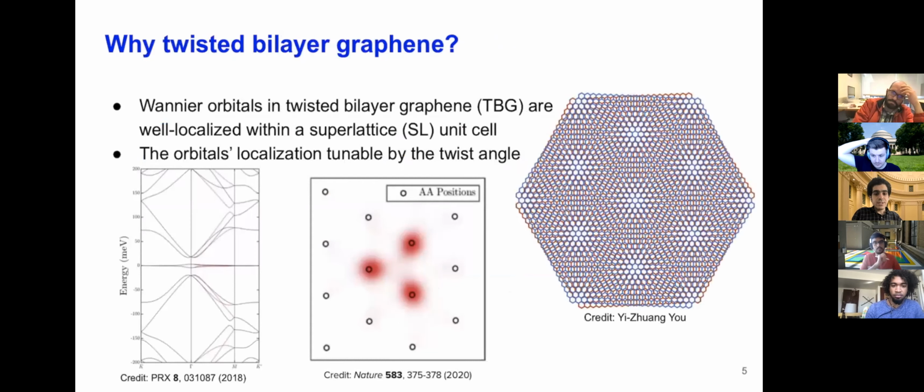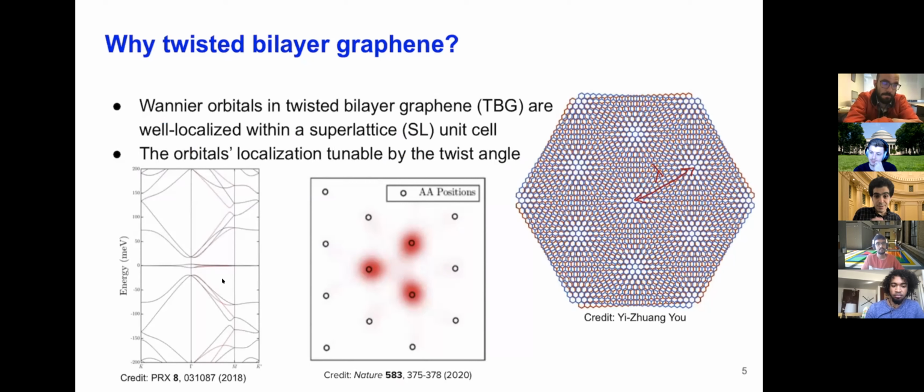The material that we chose for this study, unrelated to any hype in the field, was twisted bilayer graphene. And I think most of you know what twisted bilayer graphene is. We just put two layers of graphene on top of each other and get this long period Moiré pattern. And why do we think that it is good?